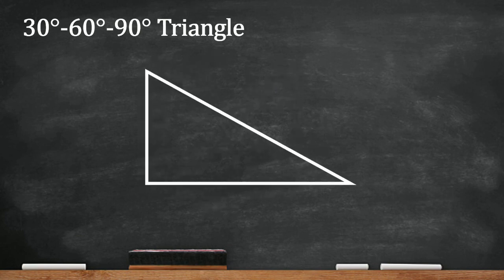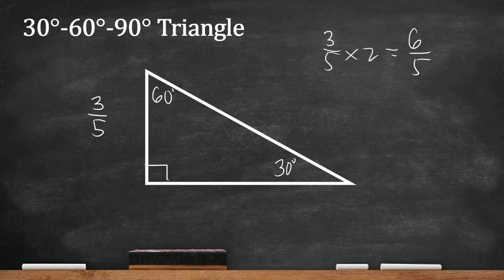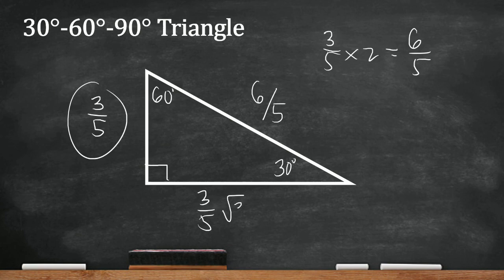Okay, so next example. This is the right angle. This is 30 degrees, and this is 60 degrees. Suppose the side opposite 30 degrees is 3 over 5 or 3 fifths. To get the longest side, just multiply 3 fifths by 2 to give us 6 over 5. So therefore, this is the measurement of the longest side. To find the measurement of the side opposite 60 degrees, just copy 3 over 5 and then multiply it by square root of 3. This can be equal to 3 square root of 3 divided by 5.